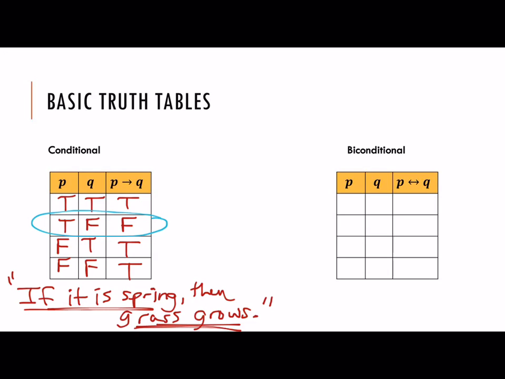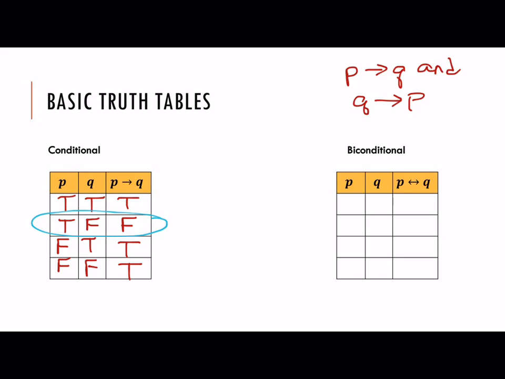Okay, so now we look at a biconditional, and this is the most complicated of them, because when you see this symbol, P with the double arrow, Q, this means if P, then Q, and if Q, then P. So we're actually making 2 if-then statements.